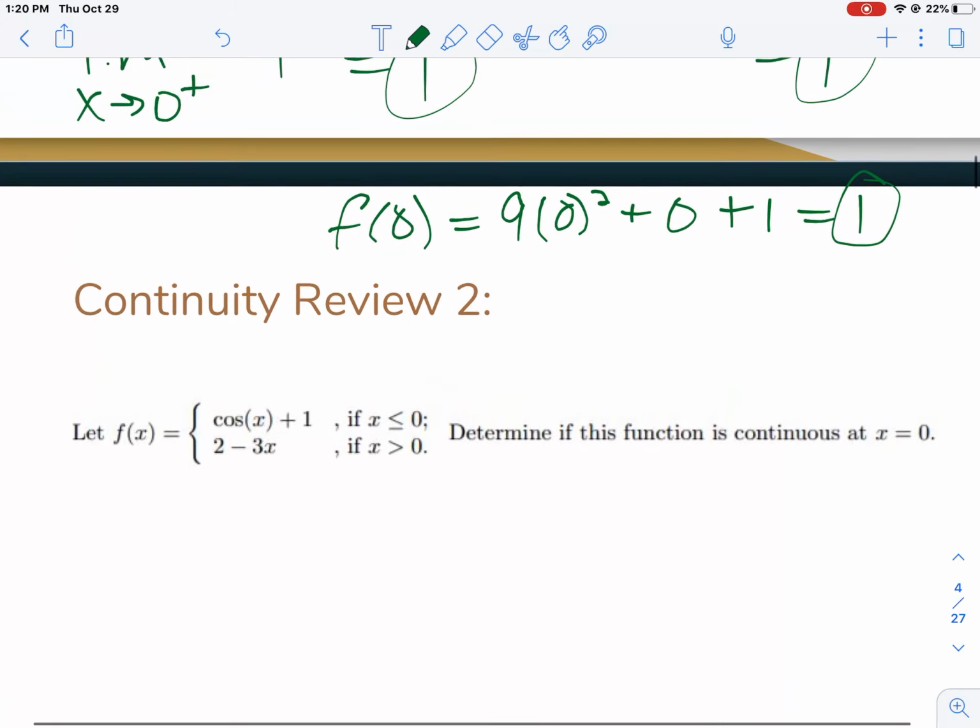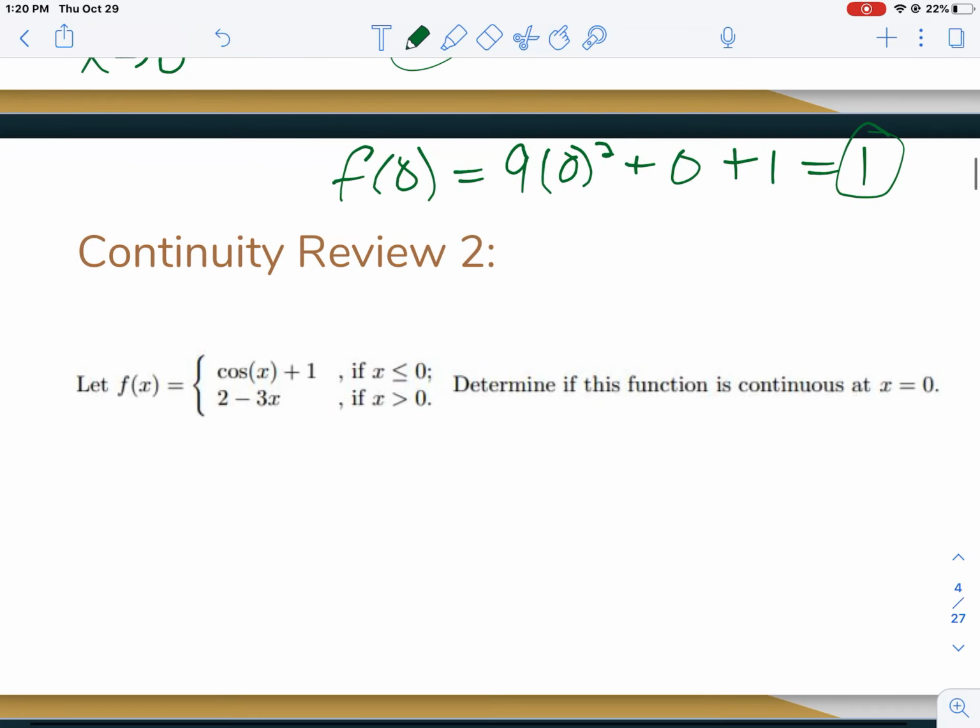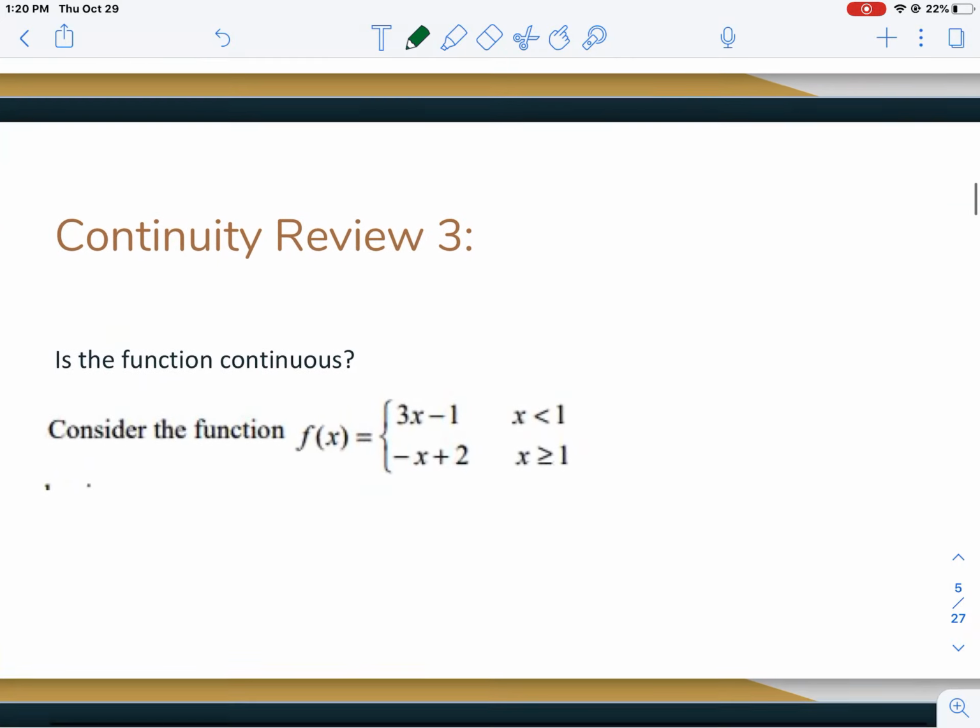All right, very good. So down here we'd have the same, right? You'd test f of 0. For f of 0, you would use the top function, right? Because that's where x is equal to 0. So you get cosine of 0 plus 1, which is 2. So f of 0 is 2. The limit from the left is 2. The limit from the right is 2. Therefore, this function is continuous.